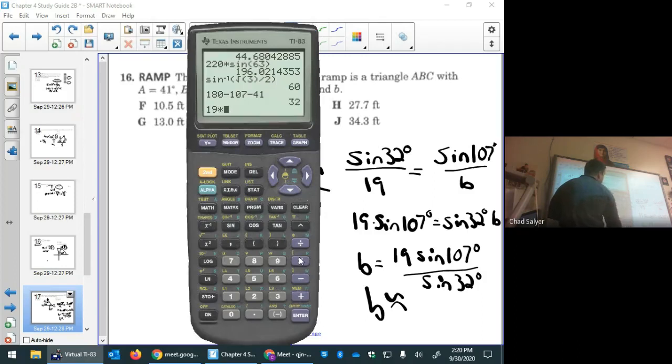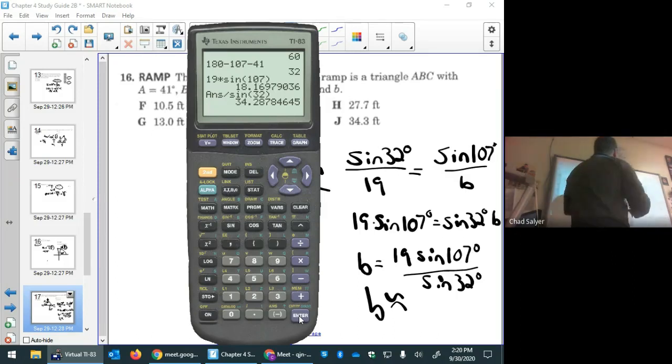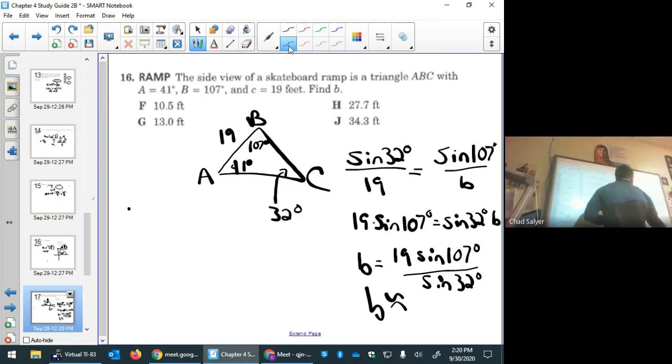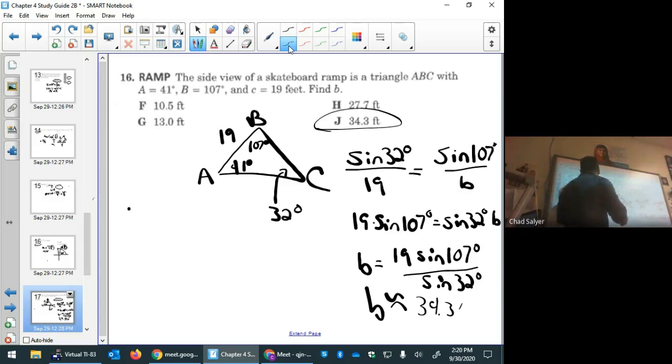19 times sine of 107 and then divided by the sine of 32. 34.3 to the nearest tenth, which is what the answers are in. So that's J as in Juliet. Again, we're talking about 16.